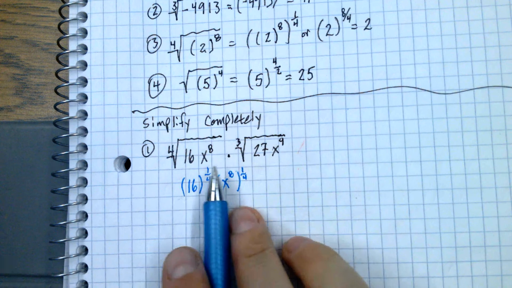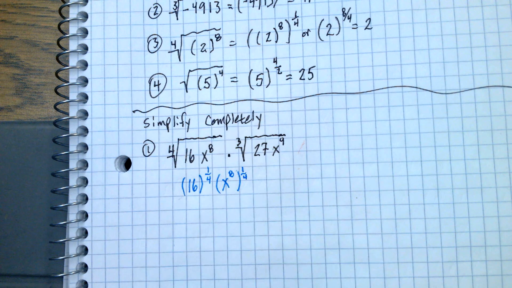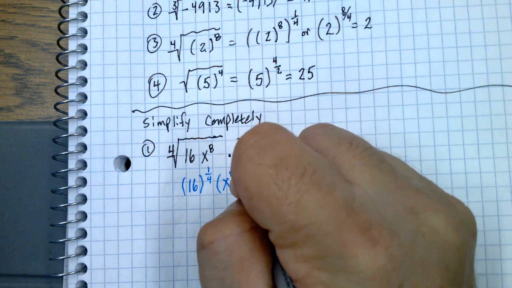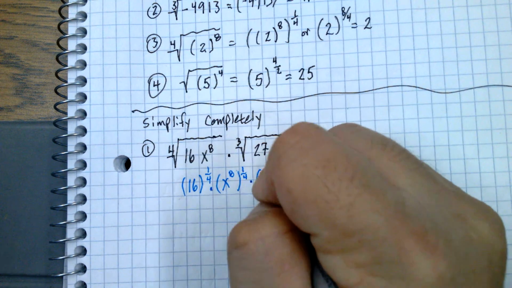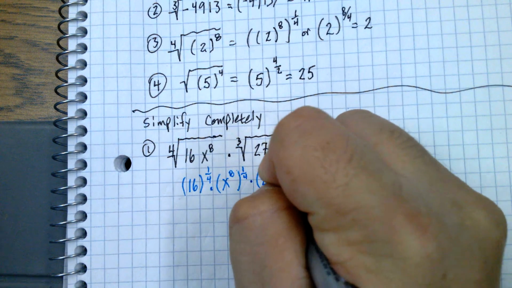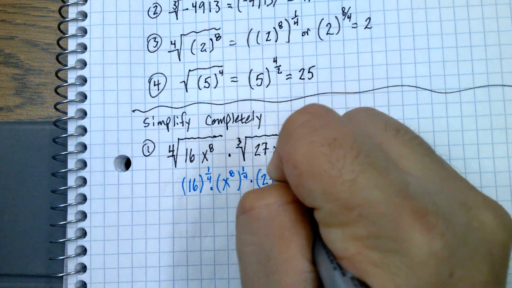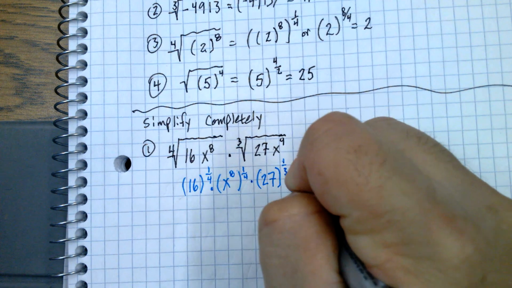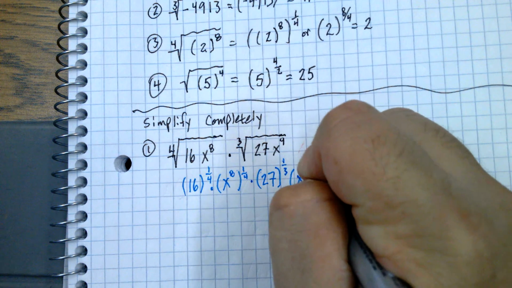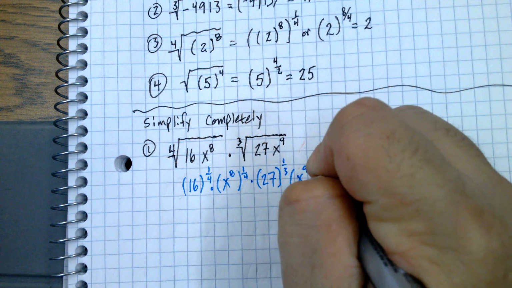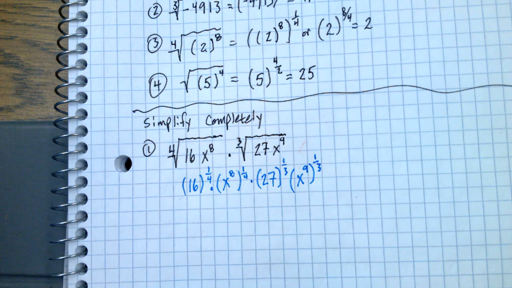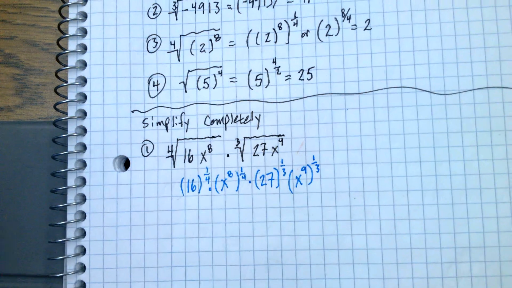Now let's do the same thing with this radical. We're going to write that as 27 to the 1/3, x to the 9th to the 1/3. Eventually you'll be able to skip steps because you'll do stuff in your head, but I'm going to take it slow.